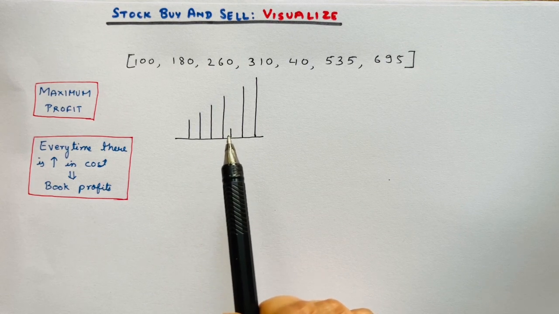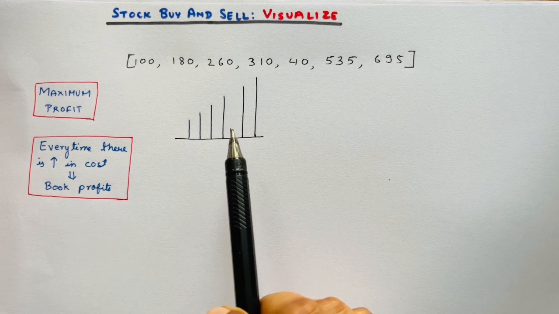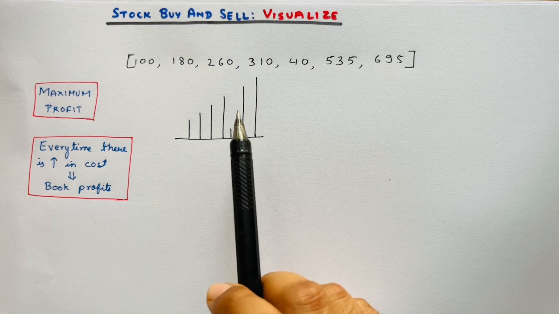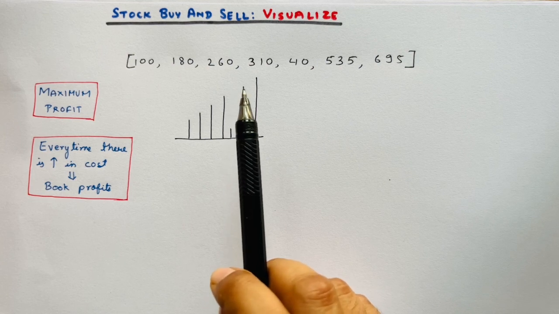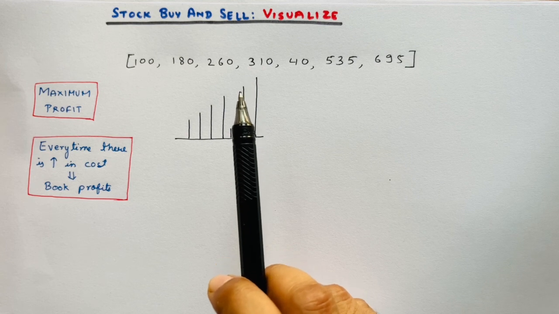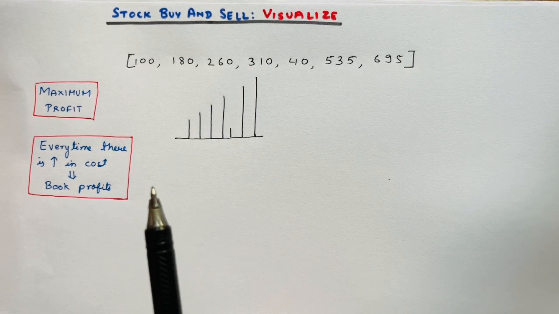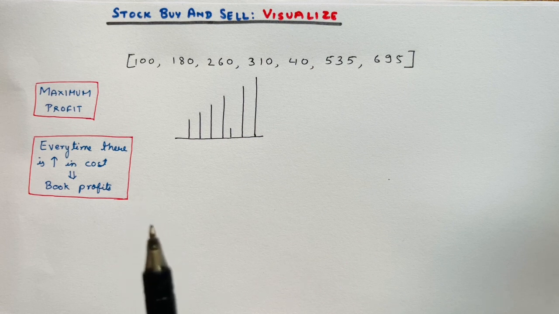Now it comes down to 40. This gap is of no use to us. But from 40, it increases to 535. We should book this as well. And then 535 to 695. We should book this as well. Therefore, if we do not miss any opportunity wherever there is an increase in cost and we book profits on each of those opportunities, we are going to make the maximum profit.